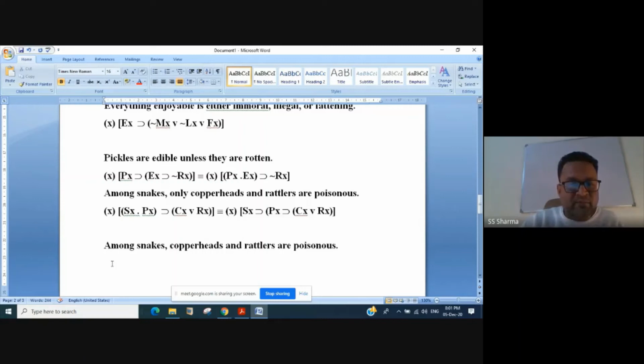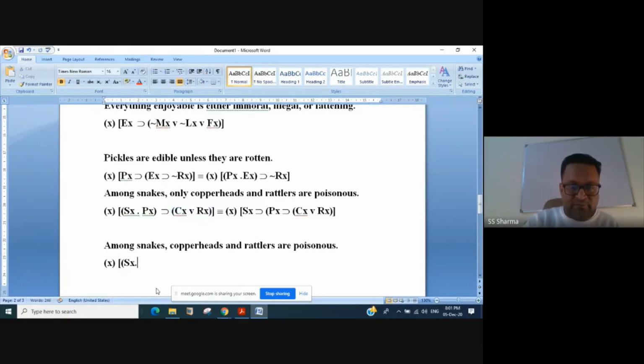Copperheads and rattlers are poisonous. So what will be the change in the symbolization? I will put it like for all x. Then I will put snakes. So among snakes, copperheads and rattlers. So this part will now come in front, right? So I will take it and put it here.